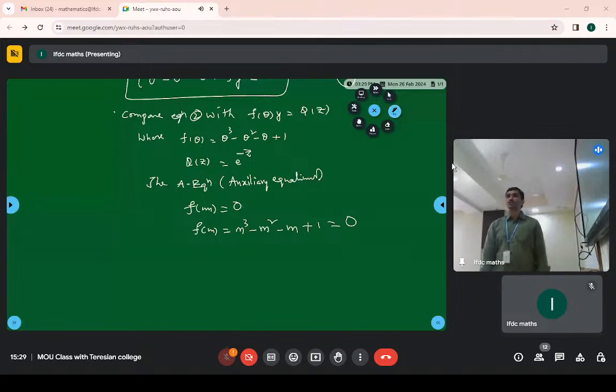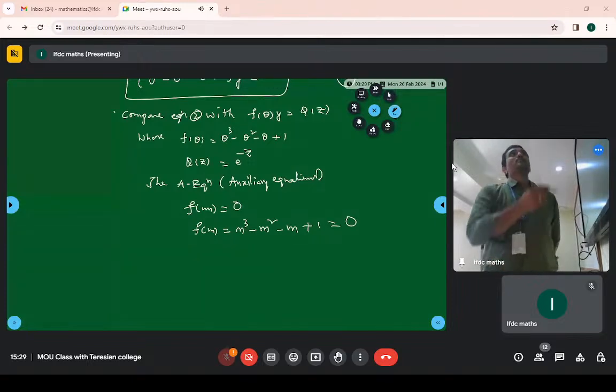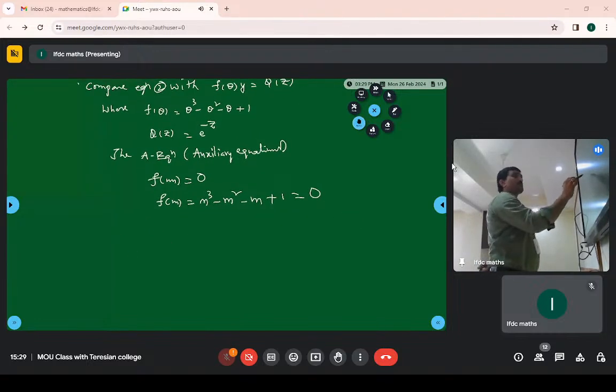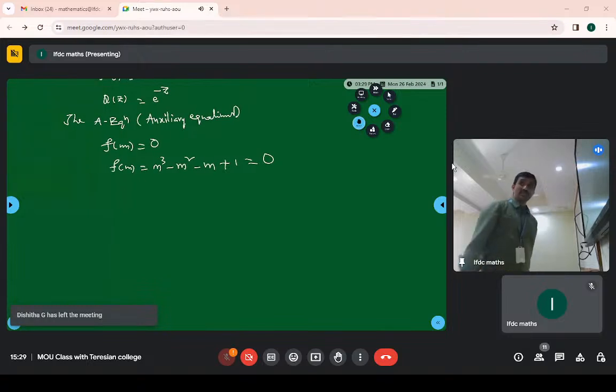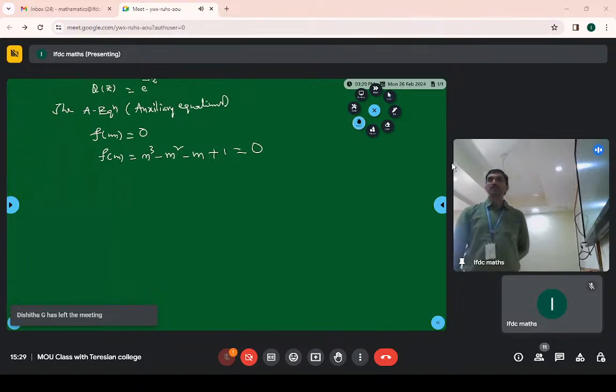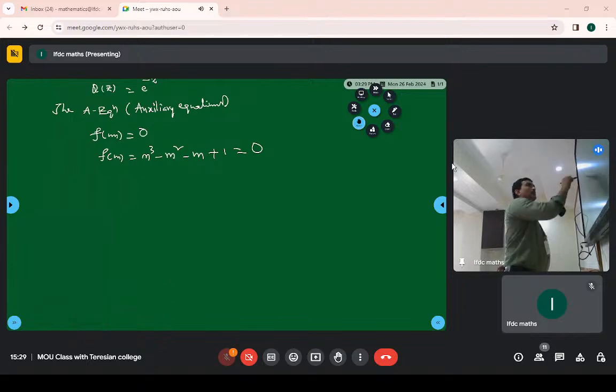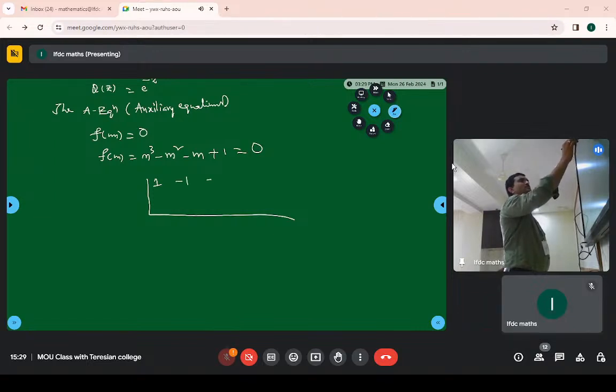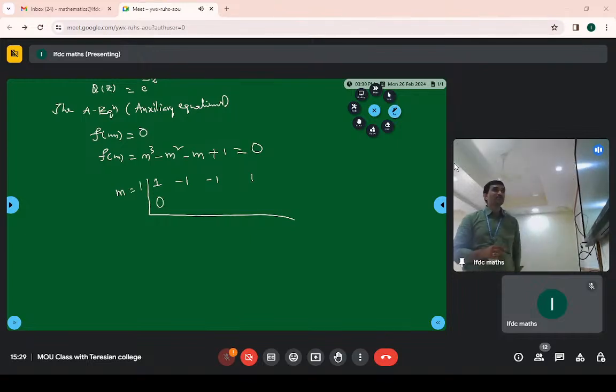How to get roots for this cubic equation? We have two methods: the synthetic division method, or the trial and error or substitution method. You can find a solution with any of them. This is called finding the roots of a cubic equation. The coefficient of m cube is 1, m square is 1, m is minus 1, and the constant is 1. Generally, we start with 0, plus 1 and minus 1. I would like to start with 1.